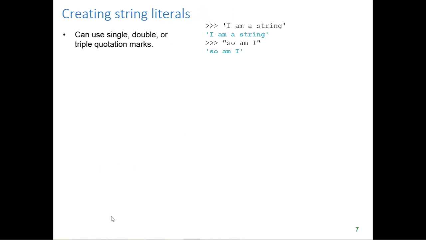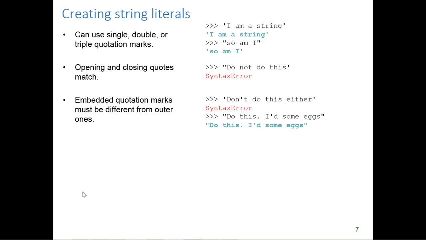To create a string literal, you can use single, double, or triple quotation marks around a set of characters. But the opening and closing marks that you use must be matching. So for example, you can't use a double quote at the beginning and a single quote at the end. This will give you a syntax error. If you need to embed quotation marks, they have to be different from the outer ones.